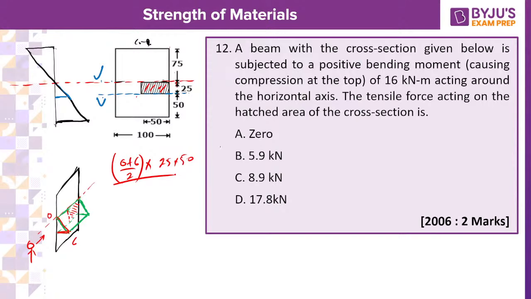And to get the bending stress, how will you calculate it? Bending stress is nothing but M by I into y, isn't it? What is M? M is already given as 16 kilonewton meter. Just change it to Newton and millimeter. Then divide by I, that is b d cube by 12. What is b? b is 100. d is the total, 75 plus 25 plus 50, that is 150, so 100 into 150 cube by 12.